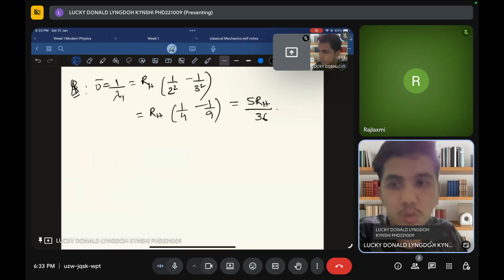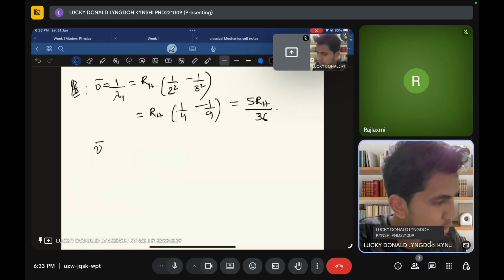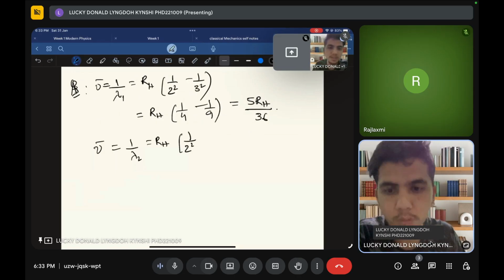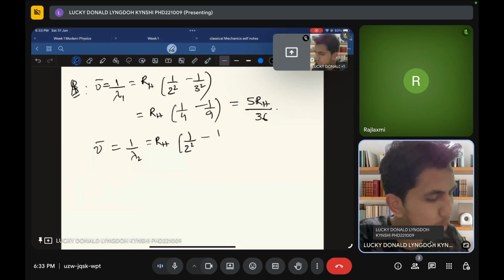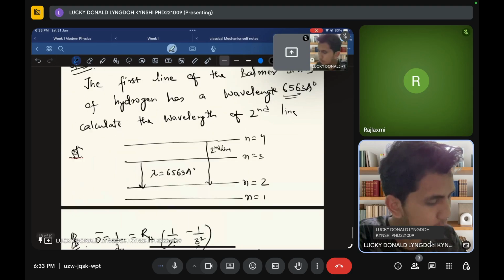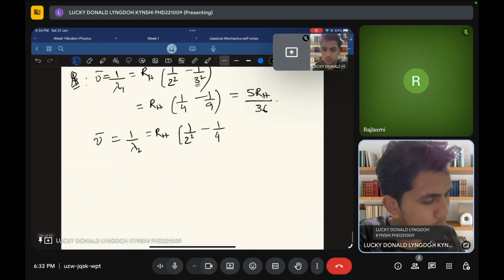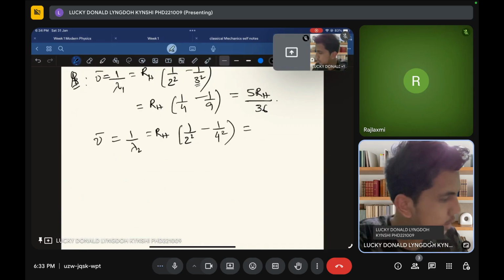Now, for the second line, 1 by lambda 2, the 2 square will remain the same, because your final state remains the same for the Balmer series, minus 1 divided by, but instead of 3 here, it will be 4. n is equal to 4 is your second line transition to n equal to 2. So it will be 1 by 4 square. What is this equal to? This is equal to 3 RH by 16.